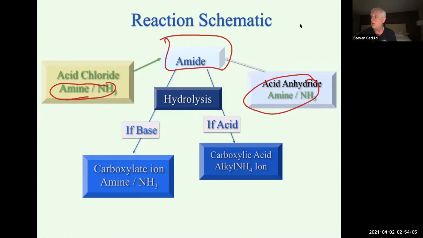Okay. Hydrolysis, if it's a base, you get the carboxylic anion, okay, and the amine. If it's an acid, you get the carboxylic acid and the alkyl ammonium salt. Perfect.